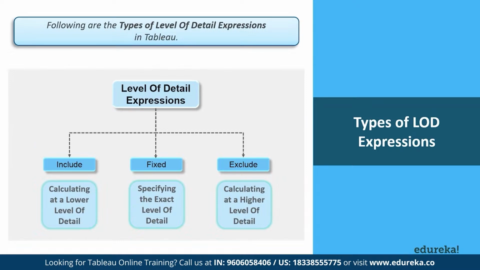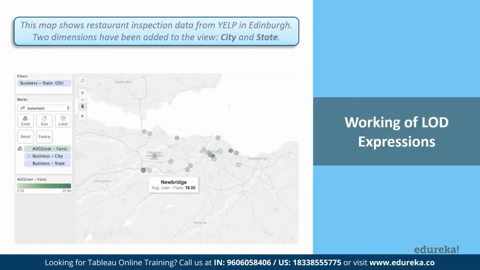So first, let's talk a little bit about how you work a problem in level of detail. Now, this map shows the restaurant inspection data from Yelp in the greater Edinburgh area. So the data in the view is aggregated based on the LOD, which in this case consists of city and state, and is more aggregated than the underlying data source. So the selected point in the image shows the average use of fans for all the restaurants in Newbridge, Edinburgh.